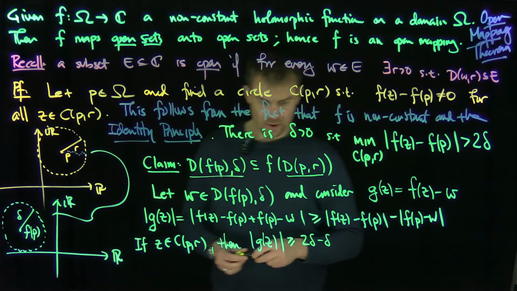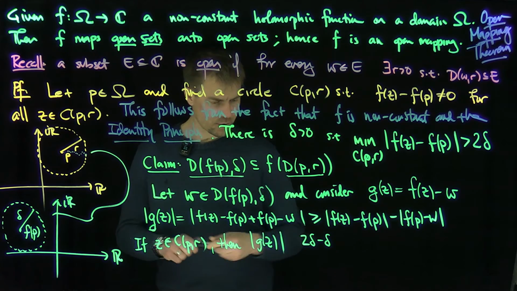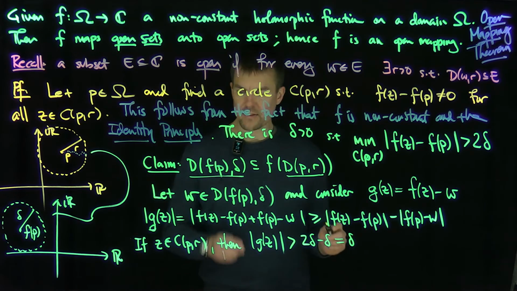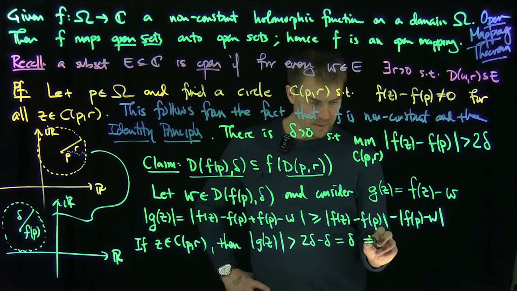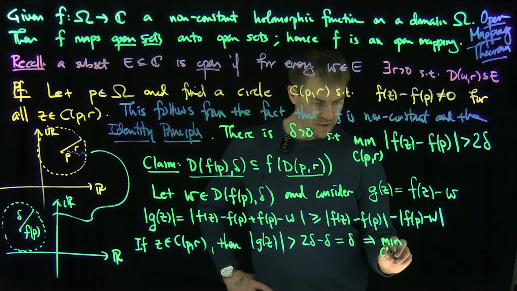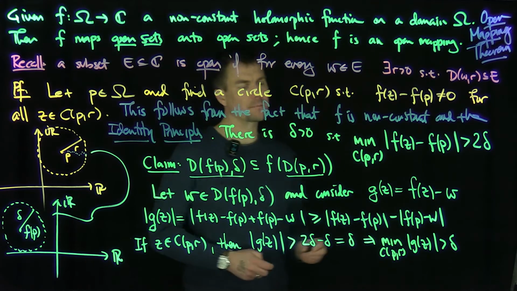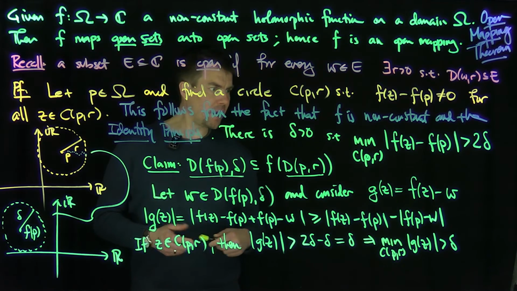And so then you're going to be strictly bigger than this number over here. You're strictly bigger than 2 delta minus this, so that's equal to delta. So g(z) on the boundary, in other words, the minimum over C(p, r) of the modulus of g(z), is at least delta. Okay? Good.